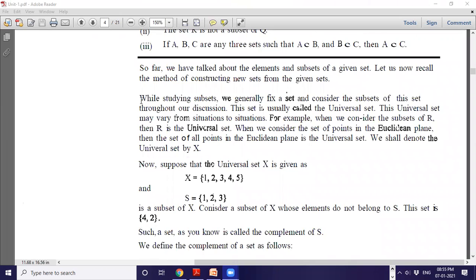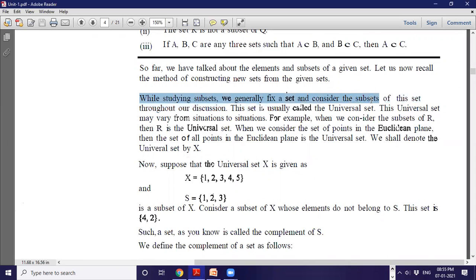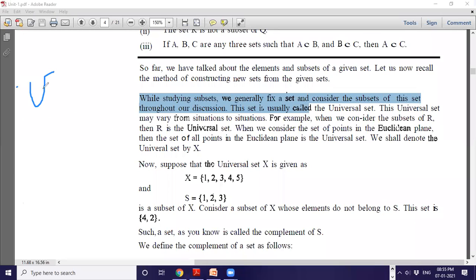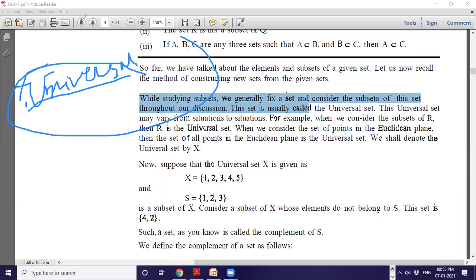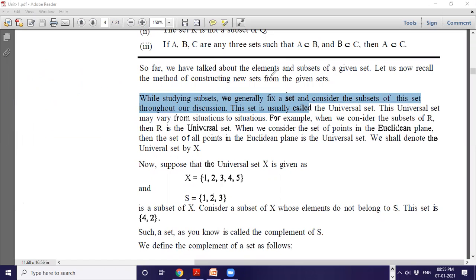Now, while studying subsets, we generally fix a set and consider the subset of this set throughout our discussion. Okay, this set is usually called universal set. Up next concept जो है, what is the next concept? That is universal set. And what is universal set? All the other sets belong to this set.